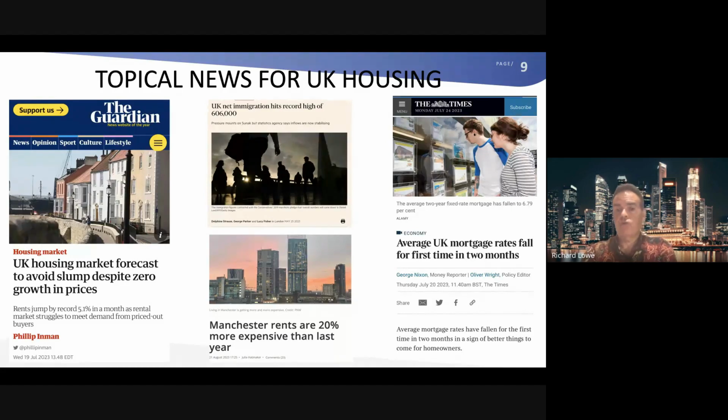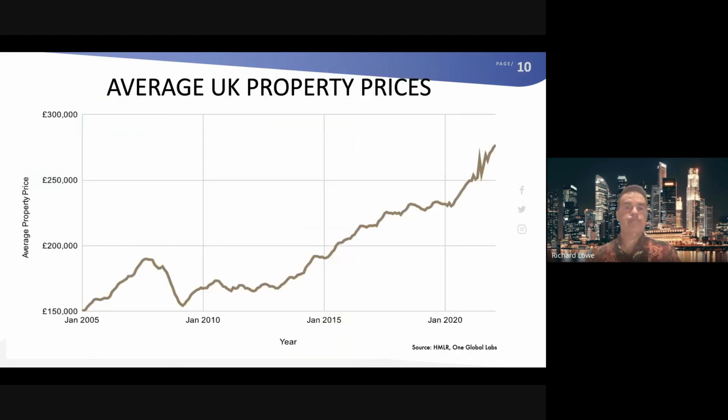And as touched on before, on the far right, the average UK mortgage rates fall for the first time in 2 months. So, based on this, again, looking into the crystal ball, it does appear that we may be turning a corner with interest rates. And as those interest rates come down, we'll almost certainly see a return to more buyers coming into the market and probably an increase in property prices.